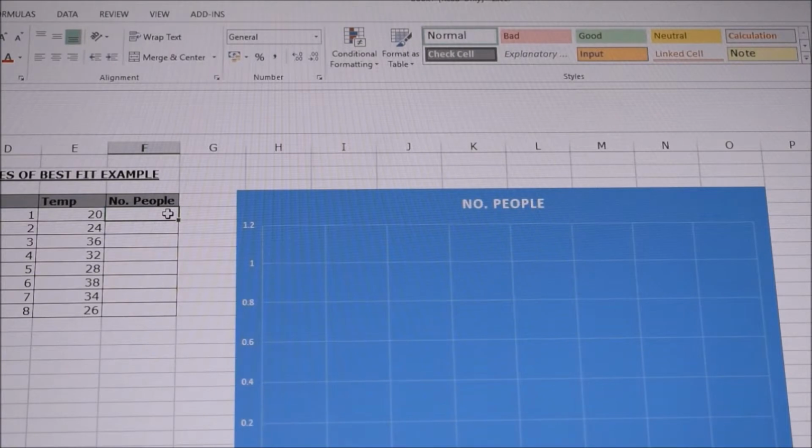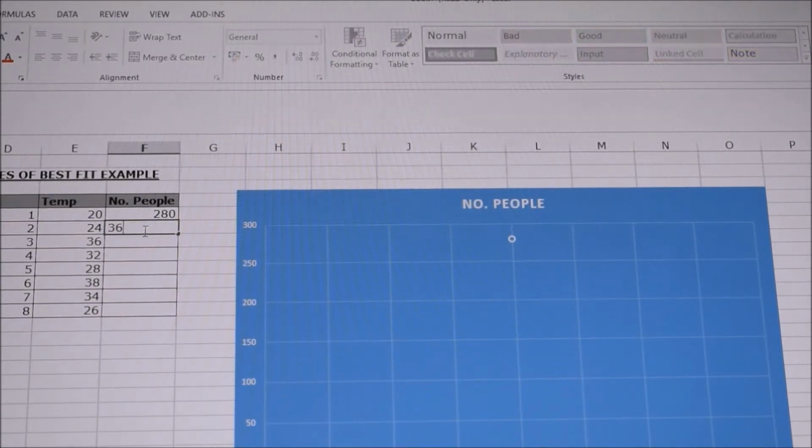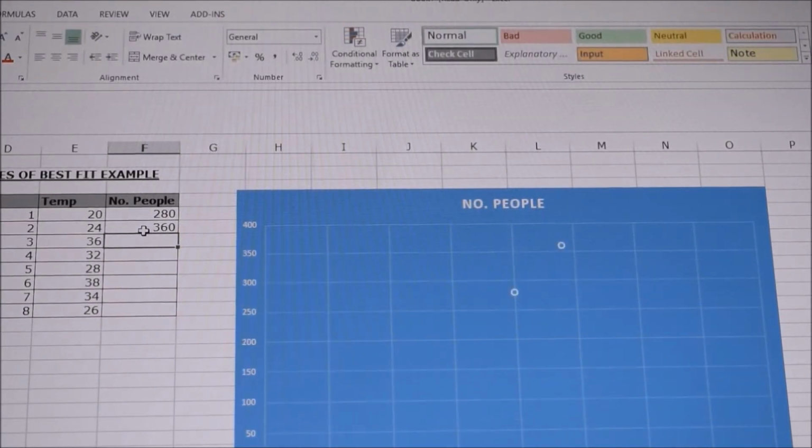Alright, so we're now going to enter the data that we've collected. So on day 1 at 20 degrees Celsius, the number of people that visited the pool were 280. So as you can see on our graph, there is our point for the 280 people that visited at 20 degrees. On day 2, 360 people visited because it was a hotter day. And there is our mark there now.